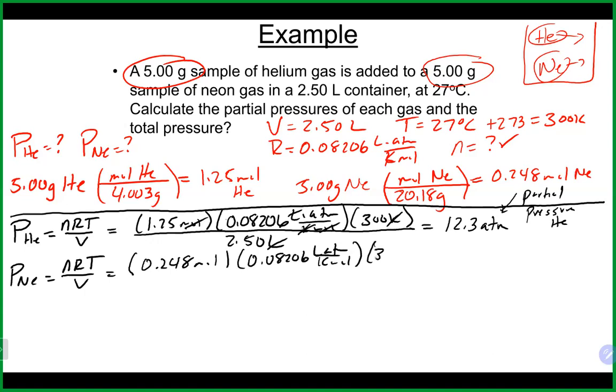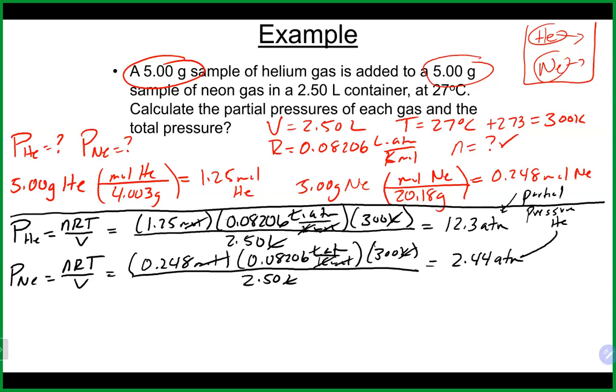Our temperature is the same because they're in the same container, and our volume is also the same because they're in the same container. Once again, the liters will cancel, moles will cancel, Kelvin will cancel. That's going to leave us atmospheres, which is good. Let's see here: 0.248 times 0.08206 times 300, divided by 2.5. That's going to give us 2.44 atmospheres.